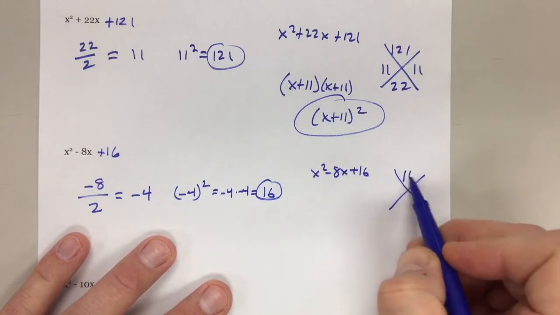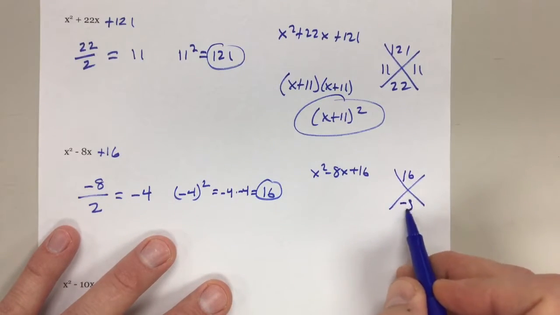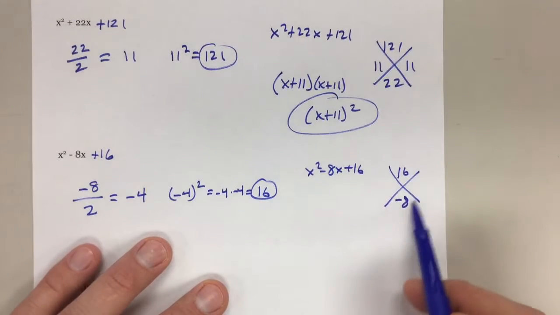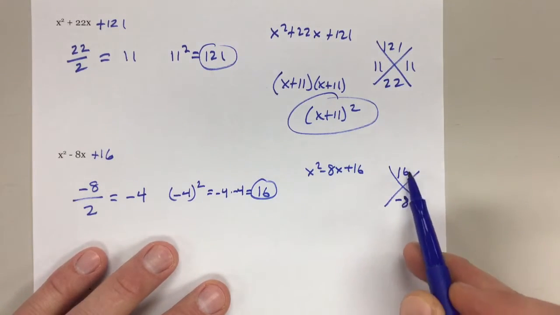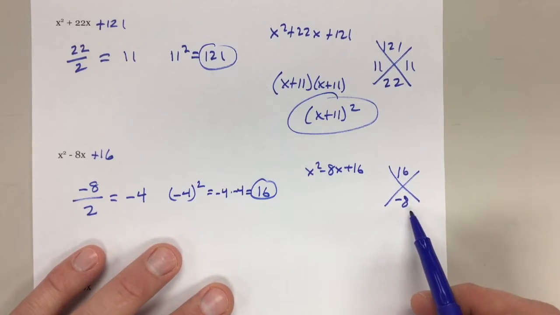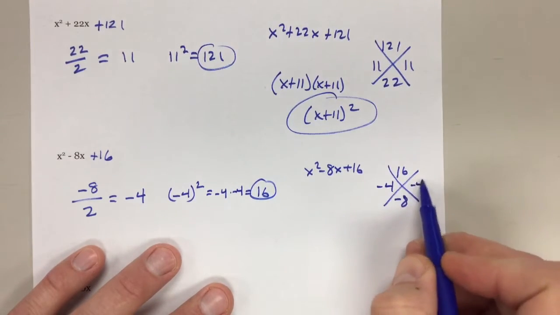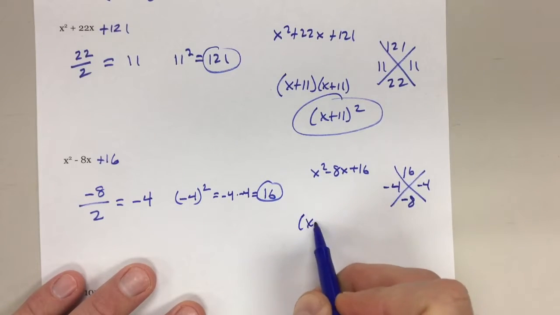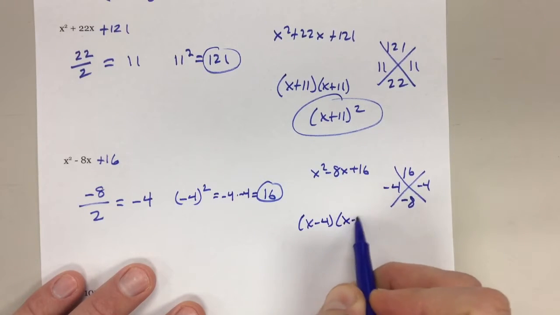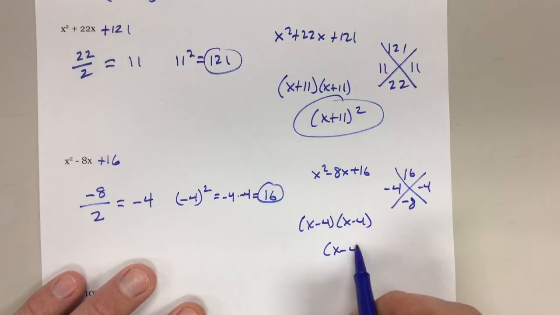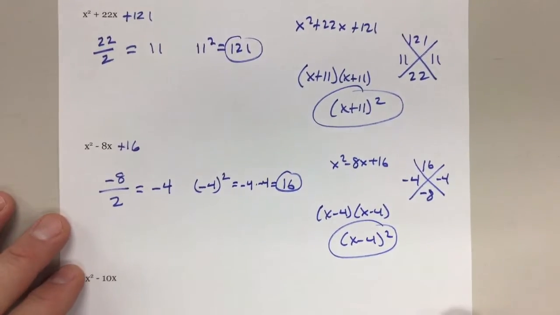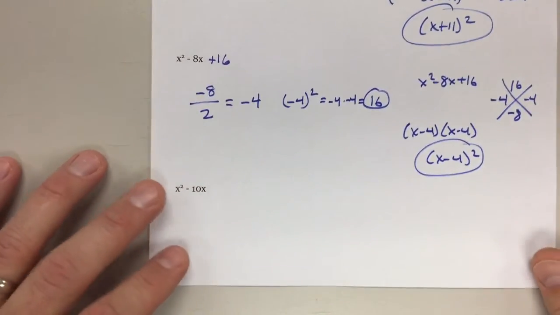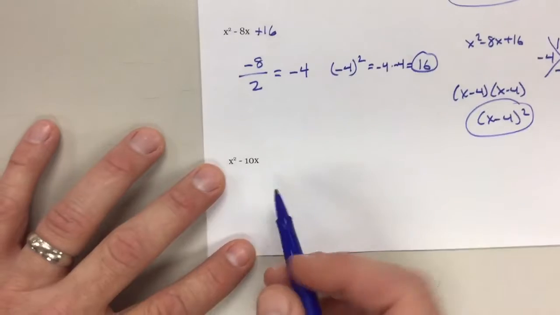So now we set the diamond up, 16 on top, negative 8 on the bottom. So again, if the two numbers I'm choosing have to add up to negative 8 and multiply to 16, it means they both have to be negative. So negative 4 and negative 4. So this factors to x minus 4 times x minus 4, which turns into x minus 4 squared. Now, you're going to need this skill tomorrow when we use this to solve equations. This will just be one part of the process.